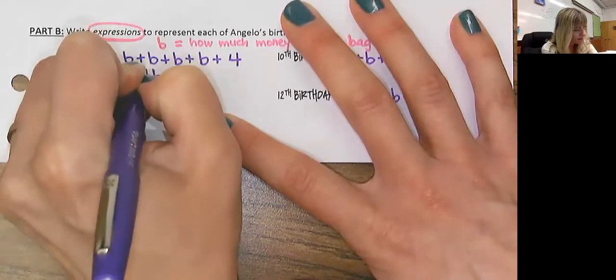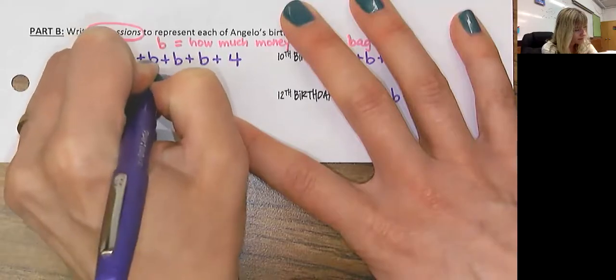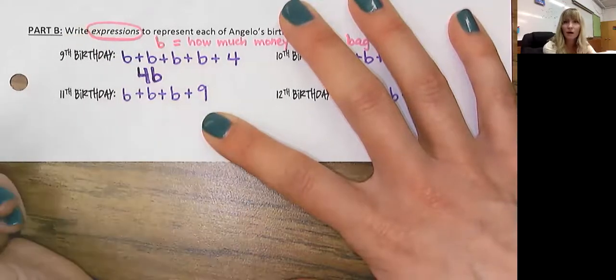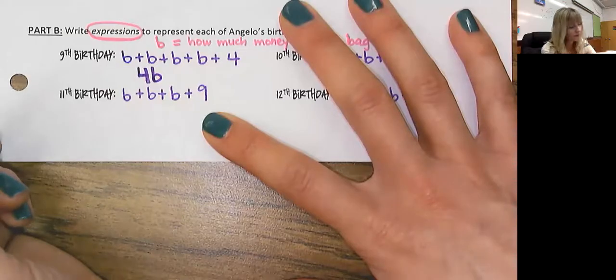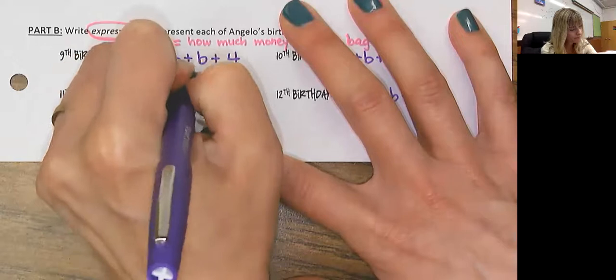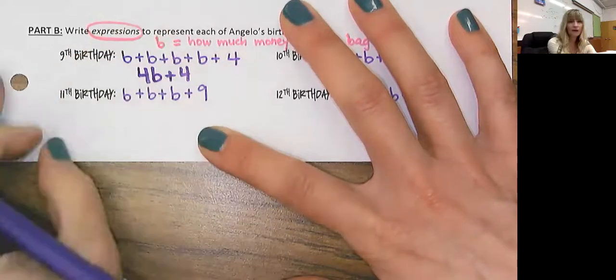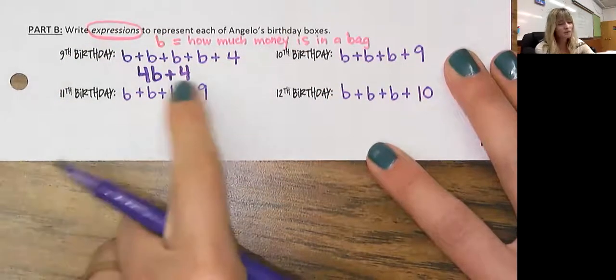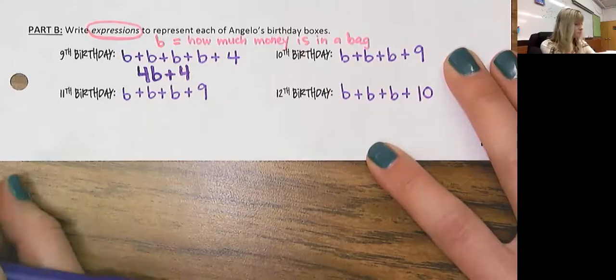And in mathematics, when you put them right next to each other, and this probably looks familiar from 6th grade, you can automatically assume multiplication, and then you don't have to write it. Plus 4. Now here's a really important question that I have for you. Should I add those together and call it 8B?